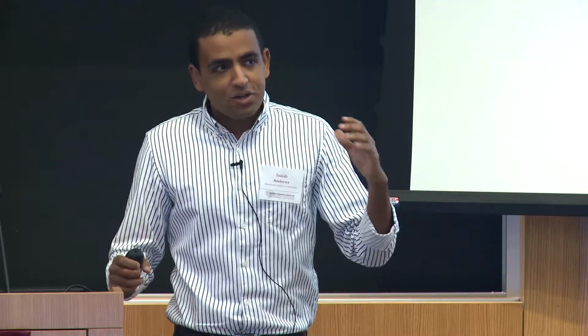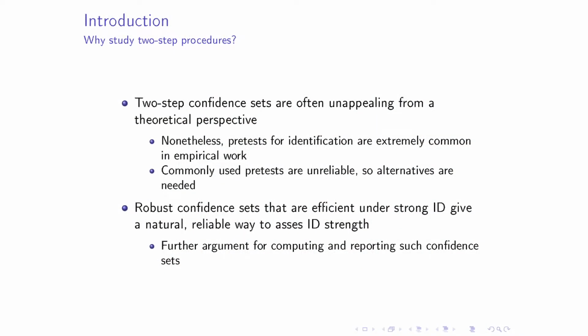Before moving on, I should just talk a little bit about why I'm bothering to think about two-step confidence sets at all. Right? In particular, two-step confidence sets are frequently pretty unappealing from a theoretical perspective. Right? The sort of setting I'm going to be thinking about here is one in which we know how to construct locally asymptotically efficient confidence sets which are robust to weak identification.